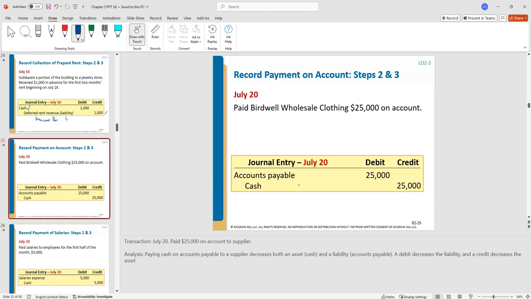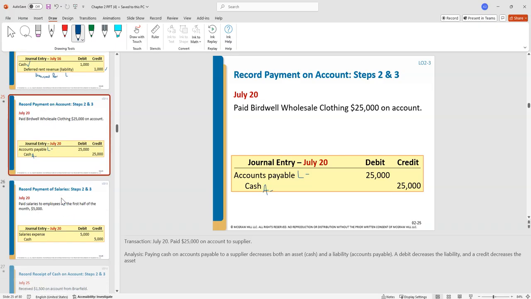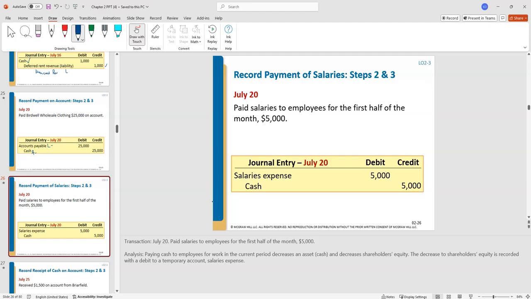Next up, we paid off some of the accounts payable we owed, right? Liability minus. It's like if you pay off your credit card balance, the amount you owe goes down. Obviously, our cash went down, okay? How about this? Salaries for the first half we paid. We said generally you're going to debit expenses. We have credit cash there. That's great.